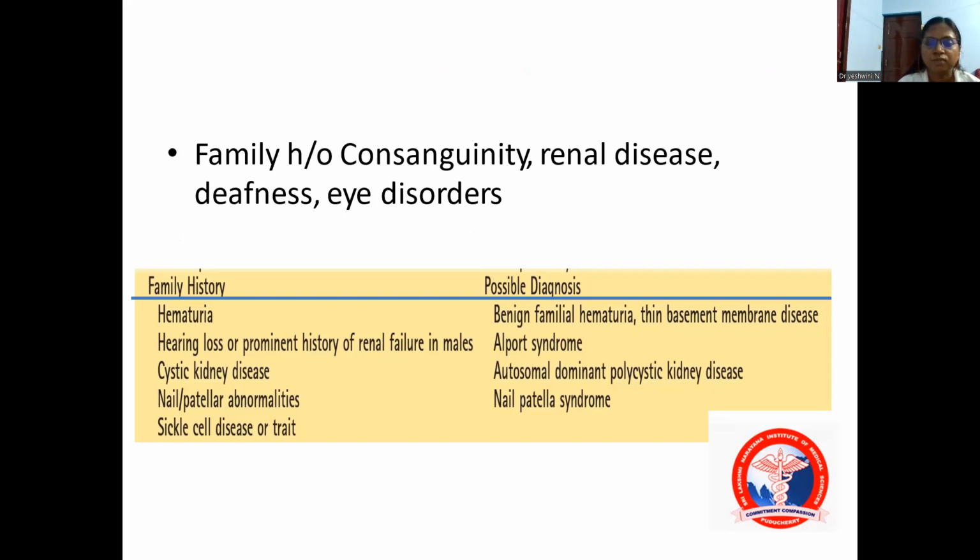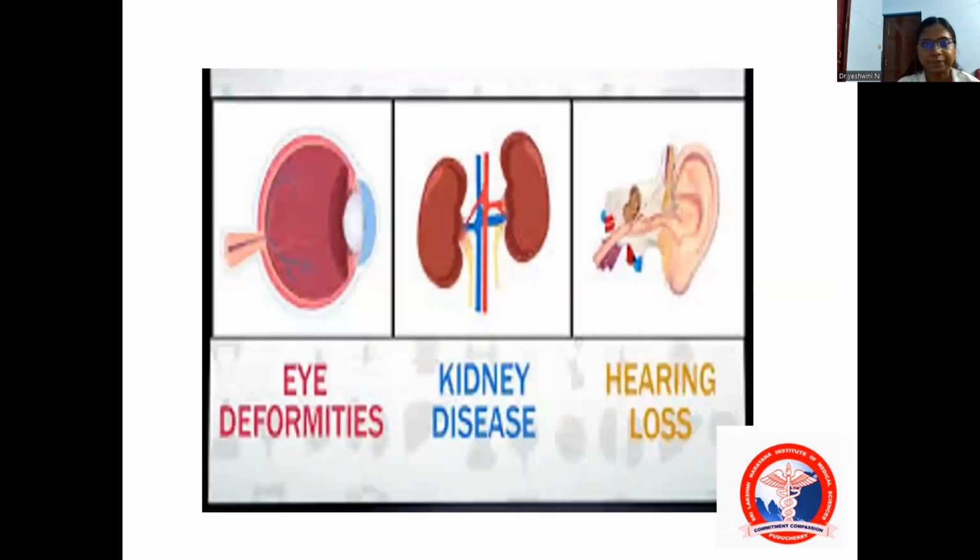And think of thin basement membrane, Alports, everything. If associated with hearing loss, think of Alports. Cystic diseases, think of ADPKD, autosomal dominant polycystic kidney disease. Nail-patella abnormalities, think of nail-patella syndrome. And if the family history has sickle cell disease, also think of sickle cell disease in the patient.